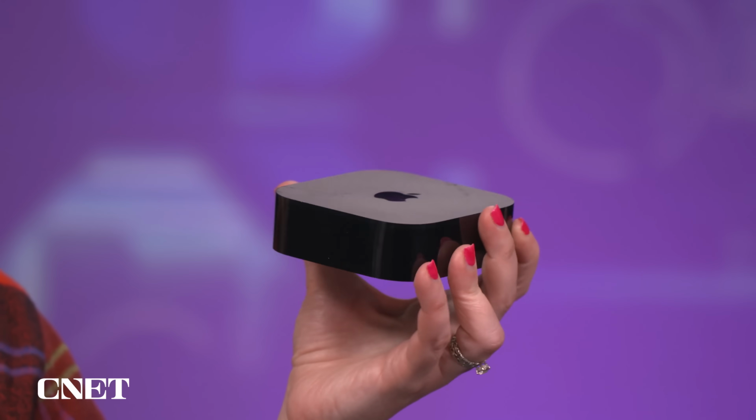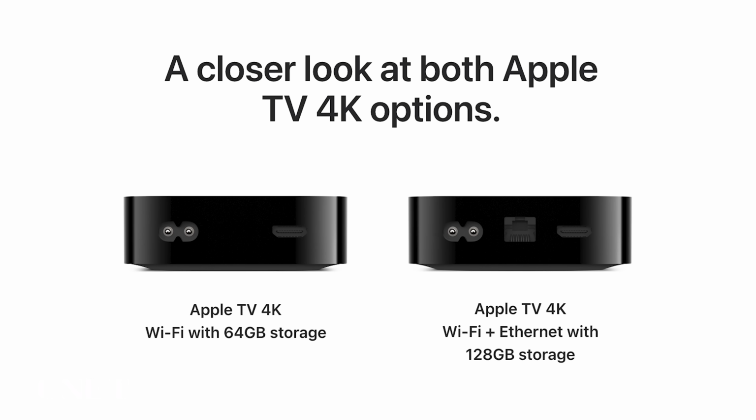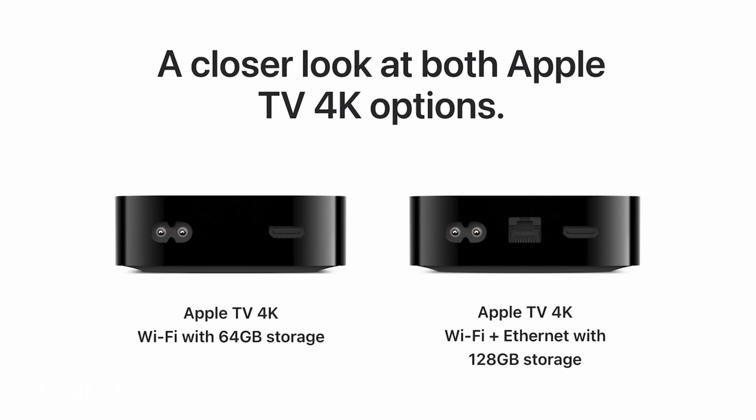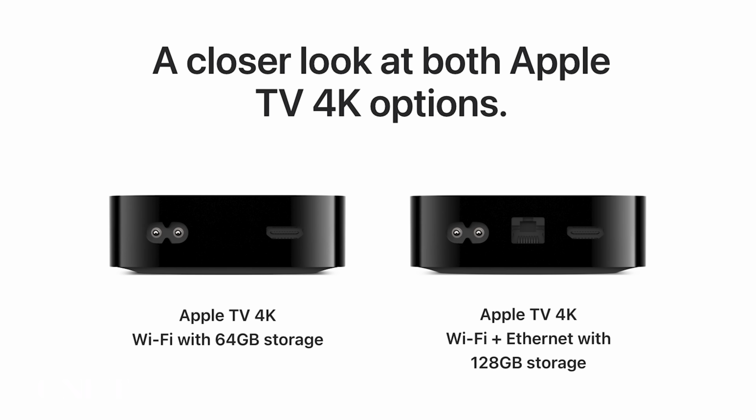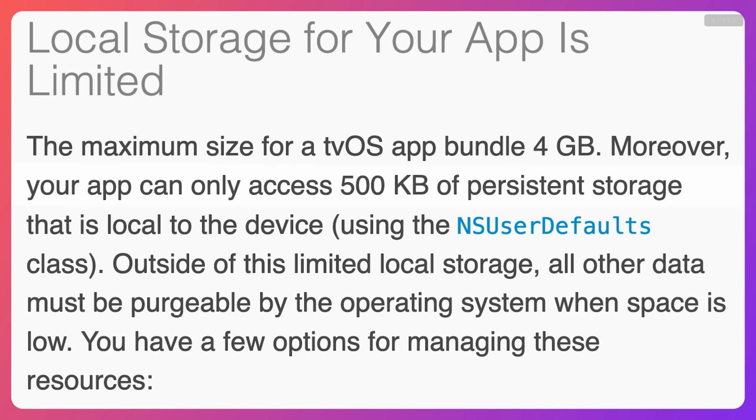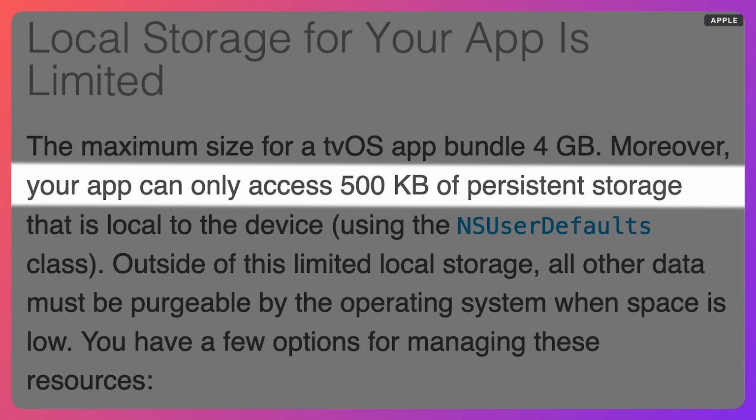The latest Apple TV 4K box has 64 gigs of storage or 128 gigs of storage, depending on which model you get. But not all of that goes toward your games and save files. tvOS does not provide apps with a persistent storage area. An app can only permanently store about half a megabyte, so it's got enough for some basic settings, and the rest of the data is treated as temporary.